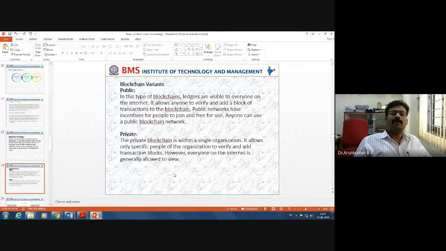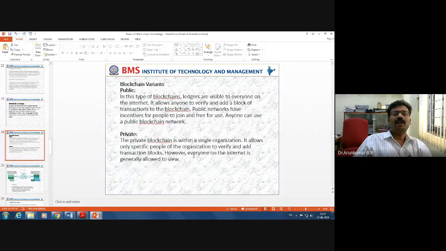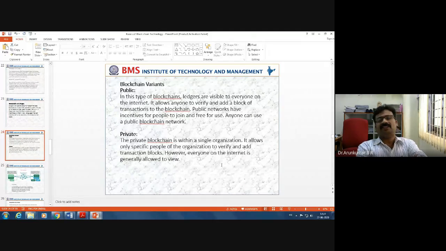Now, coming to the blockchain variants: the public blockchain and private blockchain. Mainly, we classify the blockchain into public blockchain. In this type of blockchain, ledgers are visible to everyone on the internet. It allows anyone to verify and add a block of transactions to the blockchain. Public networks have incentives for people to join and are free for use. Anyone can use a public chain network.